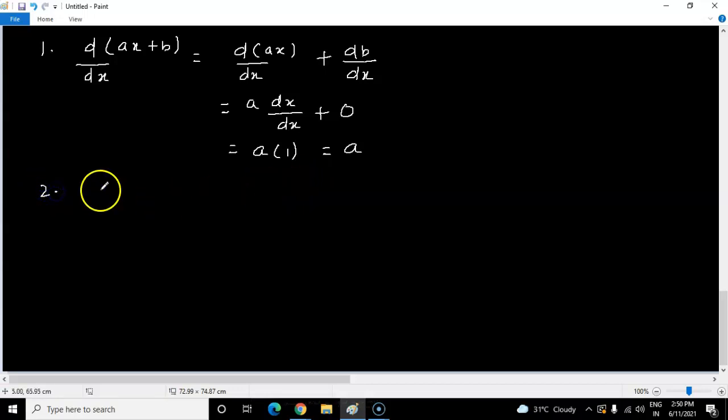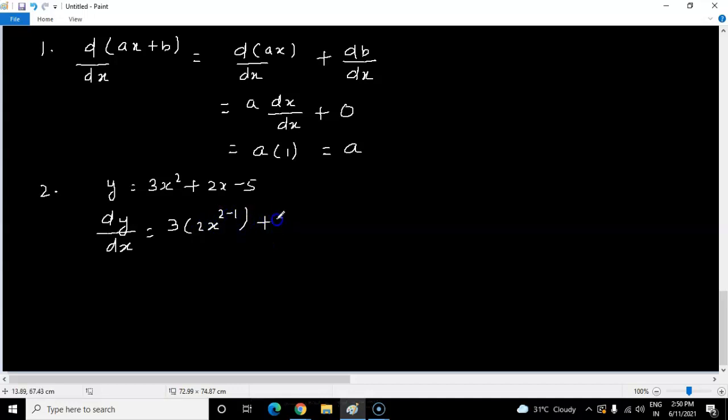Similarly, if y is equal to 3x square plus 2x minus 5, then dy by dx is equal to 3 into the differentiation of x square, which is 2 into x to the power of 2 minus 1, plus 2 as a constant into x to the power of 1 minus 1, minus 5 whose differentiation is 0. So this is 6x plus 2, since x power 0 is 1. So 6x plus 2. Getting?